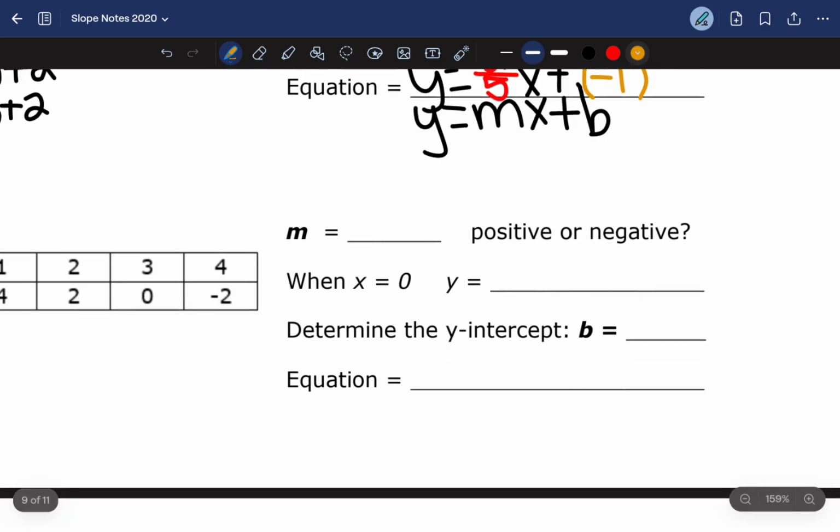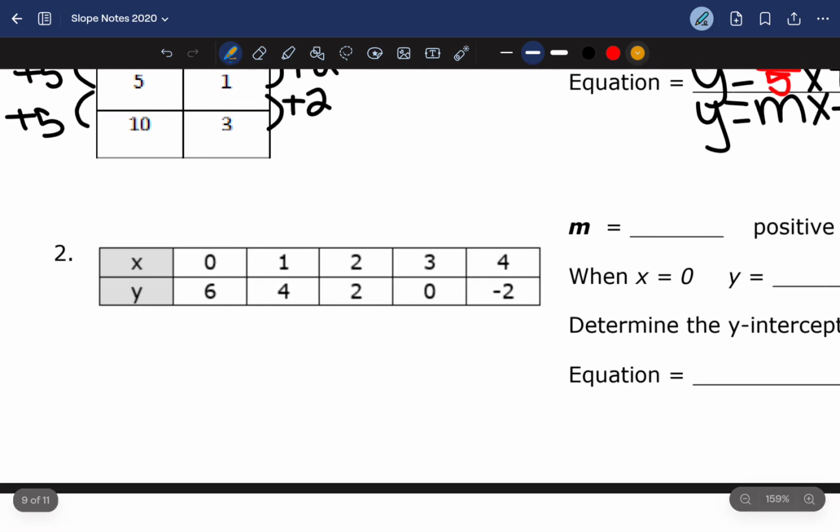So let's go ahead and do this next one. So this one's a horizontal table. So remember, the fraction is going to be opposite of how we find it. So what I mean is, it's going to be your change in y over change in x. But if you look at this table, the x values are on top. So make sure to pay attention to that.